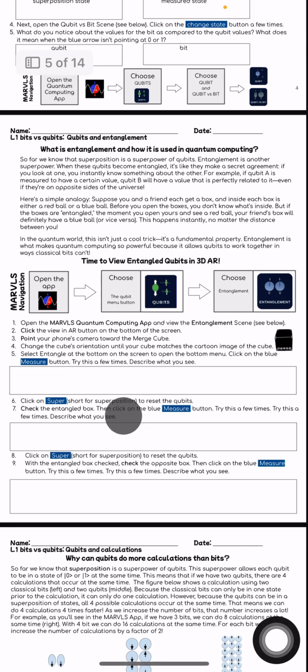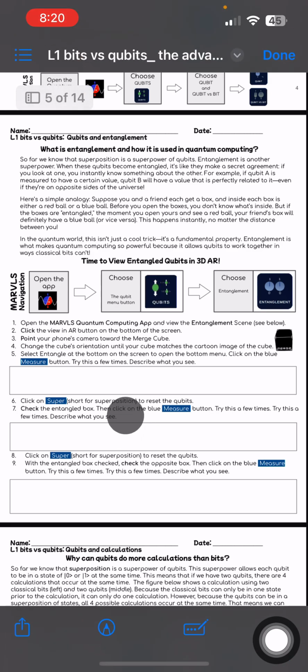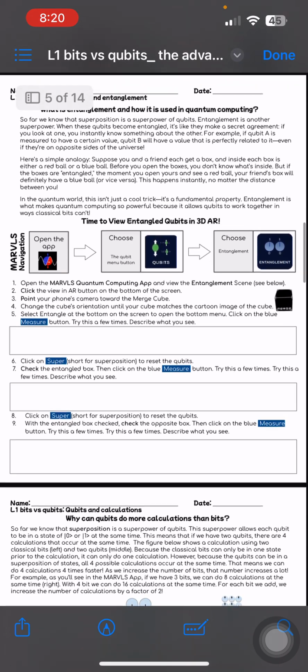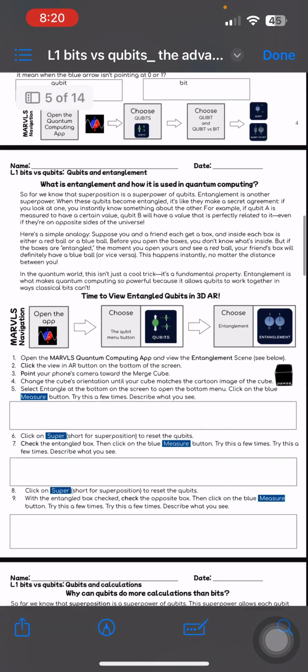But each time they need to put their qubits into a superposition. And when superposition is showing, it's in a superposition of states. And then when they click measure, that's when they'll see the measurement. They can select entangled or not entangled, and they can also select whether they want it to be the same or opposite. So let's look at that.